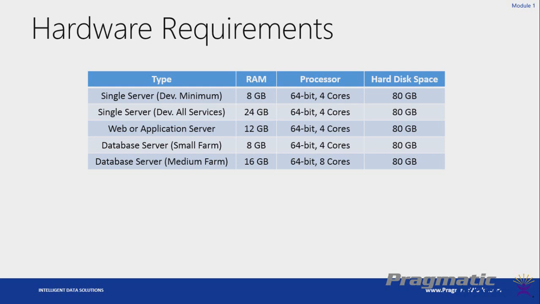Now, the last three here are the production side of things. So if you have a single server that's running just the web front end, or a single server that's running just as an application server, the application server being those things like Excel Services that run your Excel workbooks, or PerformancePoint, those kinds of things, the minimum recommendation there is 12 gigs of memory, and again, the 4-core server. So that's where your production entry level starts.